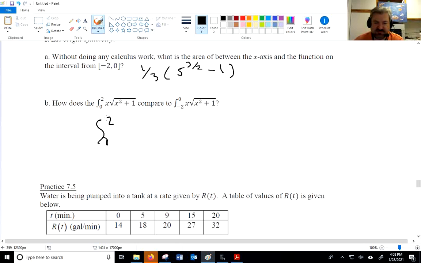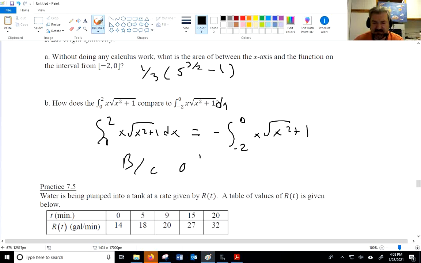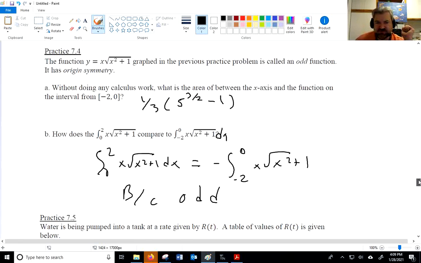So the integral from 0 to 2 of x times the square root of x squared plus 1 dx, ooh, I forgot my dx's. How bad. I was just warning y'all not to. Is equal to negative the integral from -2 to 0 of x times the square root of x squared plus 1 dx, because they are odd. They have origin symmetry.